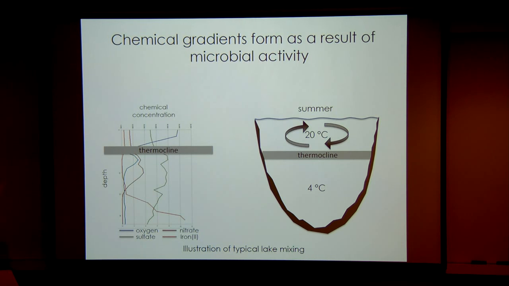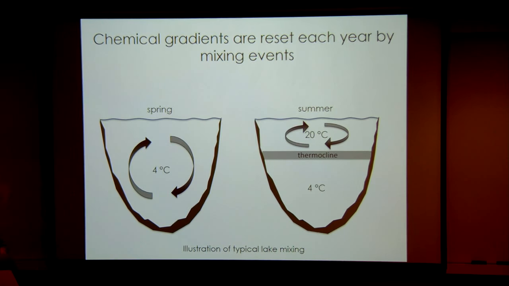And so another nice thing about this is that because it's seasonally stratified, every year this process is reset. And so it's kind of like natural replication, so that you can go back year after year to see whether or not the same process is occurring and how reproducible it is and whether or not you can capture that with your modeling.